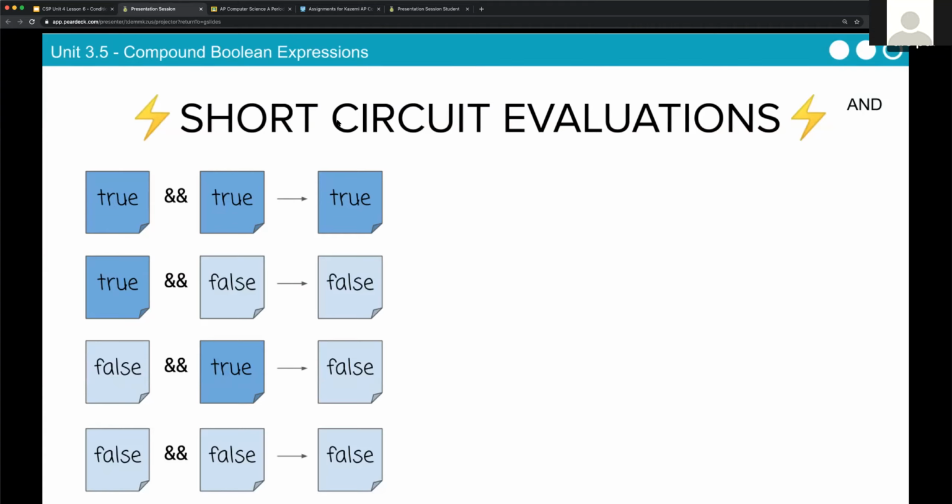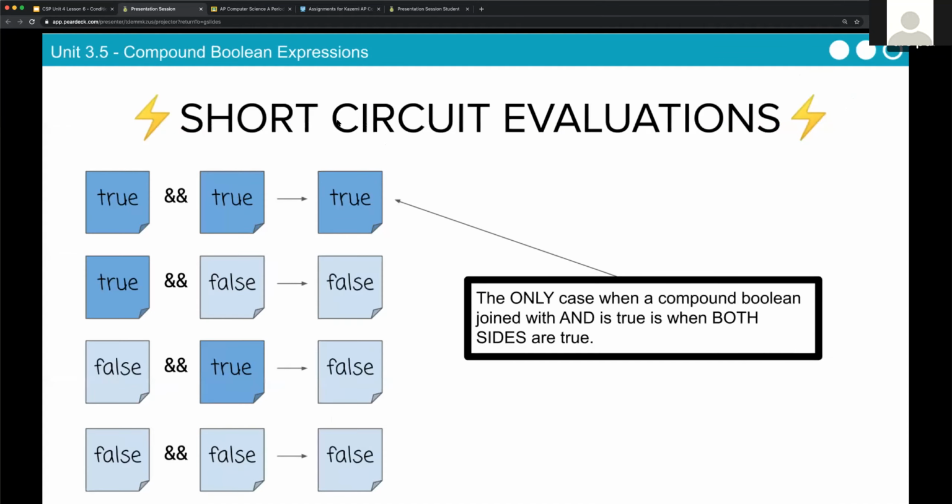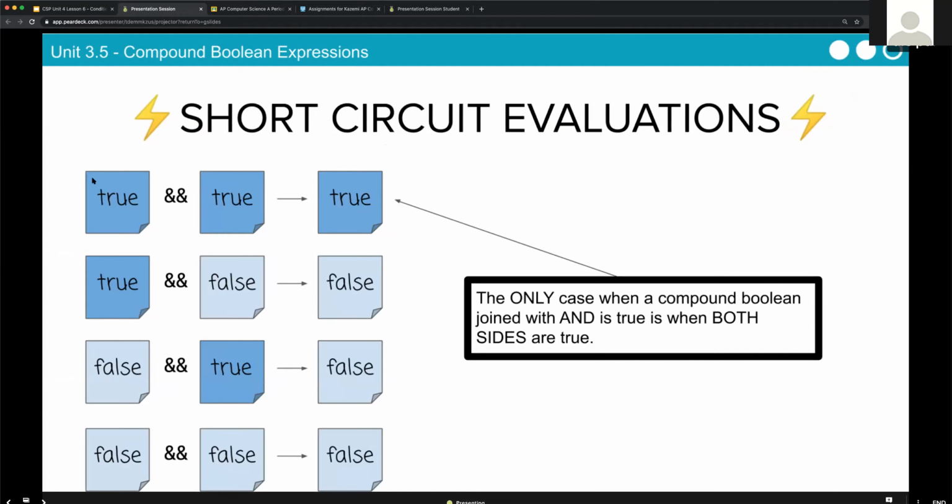So recall that the only case when a compound Boolean joined with and is true is when both sides are true. So just this first row is going to result in a true. Everything else is going to be false because there's at least one false on the left-hand side of this arrow.